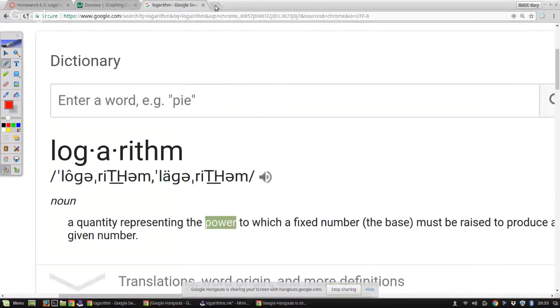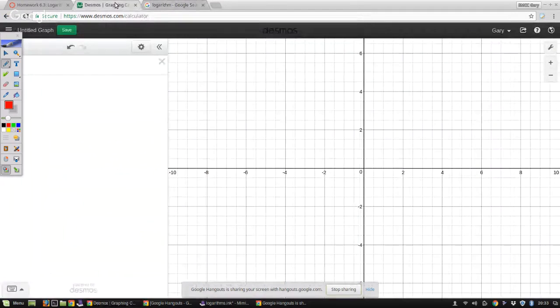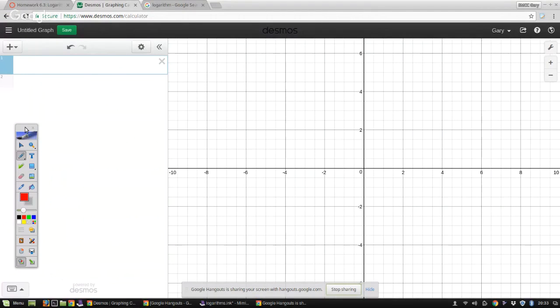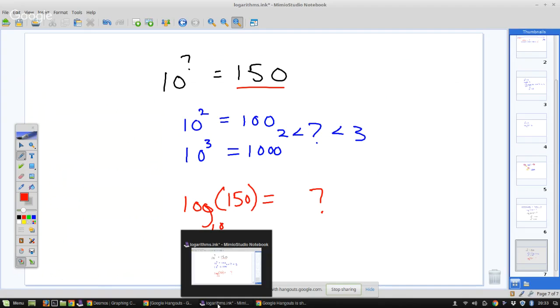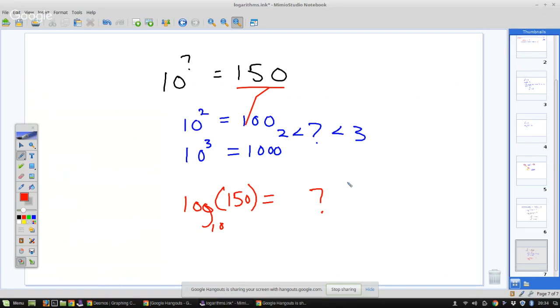So if I go to a calculator, Desmos, and I just type log of 150, Desmos will assume, since I didn't write the base, that I'm using log base 10. So Desmos says the answer is 2.17609. Let's write that down.